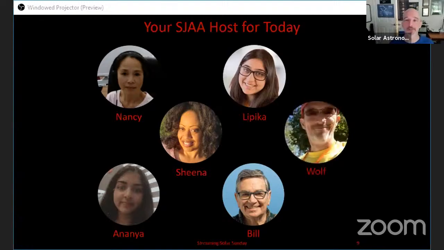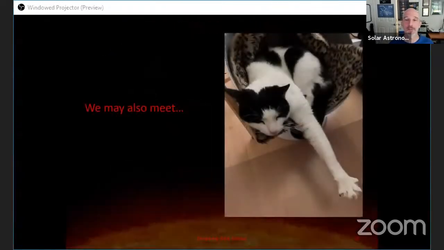Okay, and then of course, you're stuck with me, so I'm Wolf, as I mentioned at the beginning. And then we may have a special guest, depending on what he decides to do. So this is Zipper the Cat. I'm his staff, and he lets me share this house, so he may pop into the meeting at some point. We'll see.